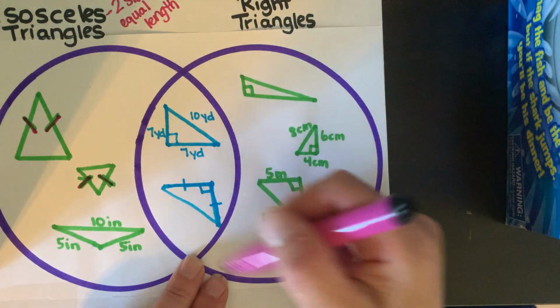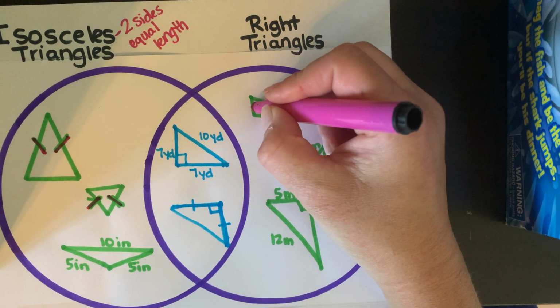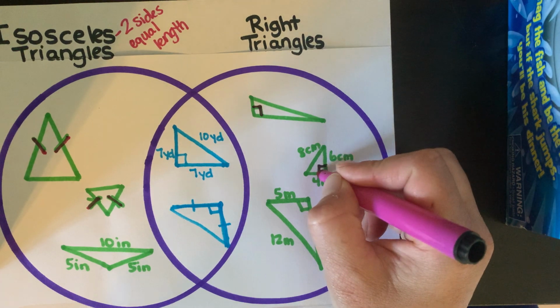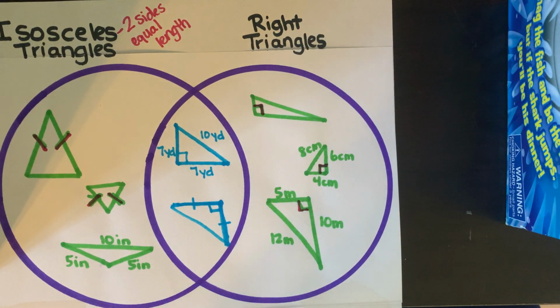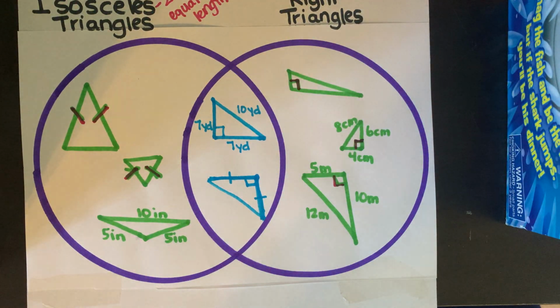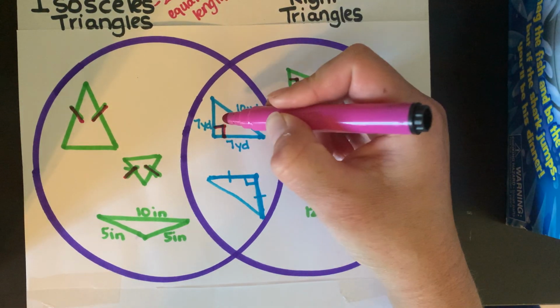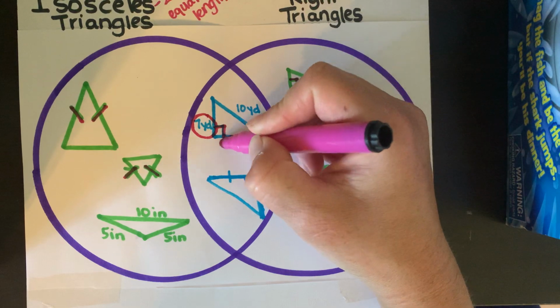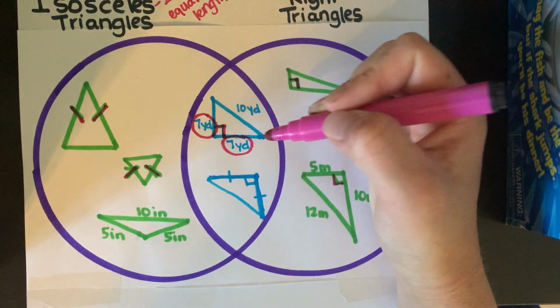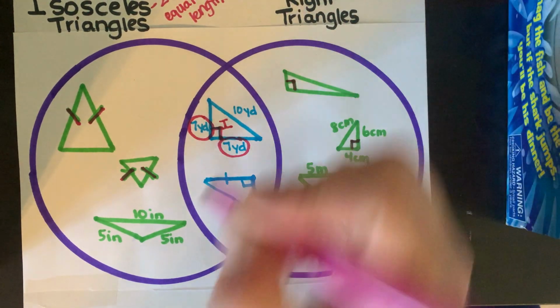Now with this circle over here, I gave the heading right triangles. And you can see each triangle in this circle has a right angle. So as long as it has one right angle, we can classify it as a right triangle. But then I have this special area in the middle which overlaps. And I notice here that this triangle has a right angle. And then also 7 yards, 7 yards, 10 yards, it has two sides of equal length, which makes this isosceles.